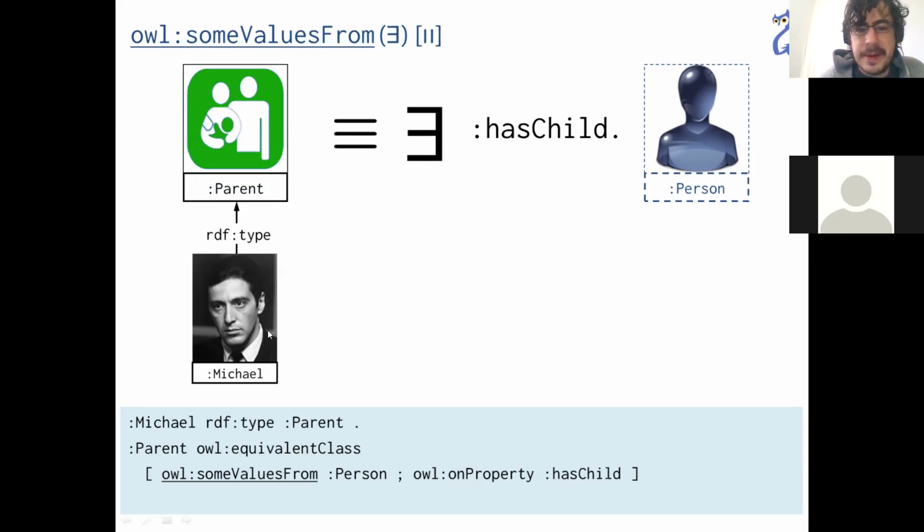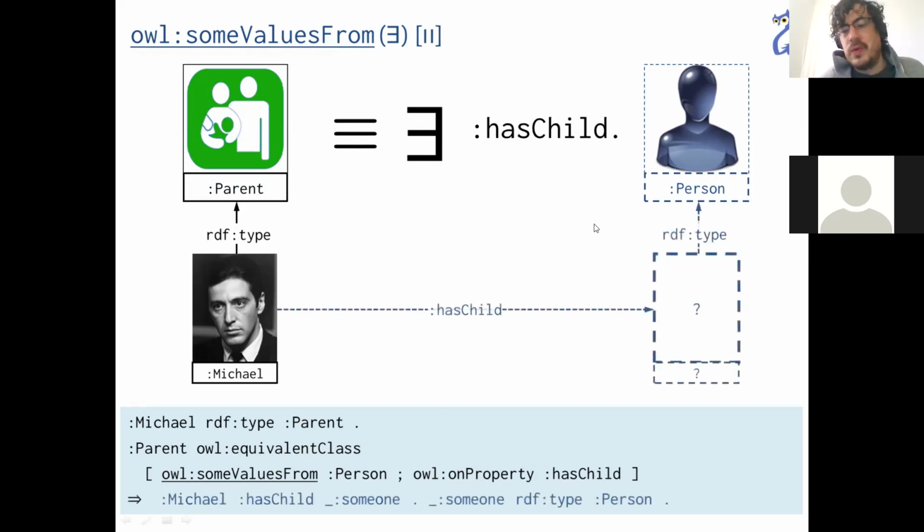So if Michael is a parent, we know that Michael has a child and we know that that child is a person, okay? The thing is, we don't know who that child is. We don't know who this child here is. So it's sort of like an existential node. There exists something here, right? But we don't know what it is. And we can represent this in RDF as a blank node, for example. So Michael has child someone, and someone type person. Okay. So we can entail the existence of some things, even if we don't know their identity.